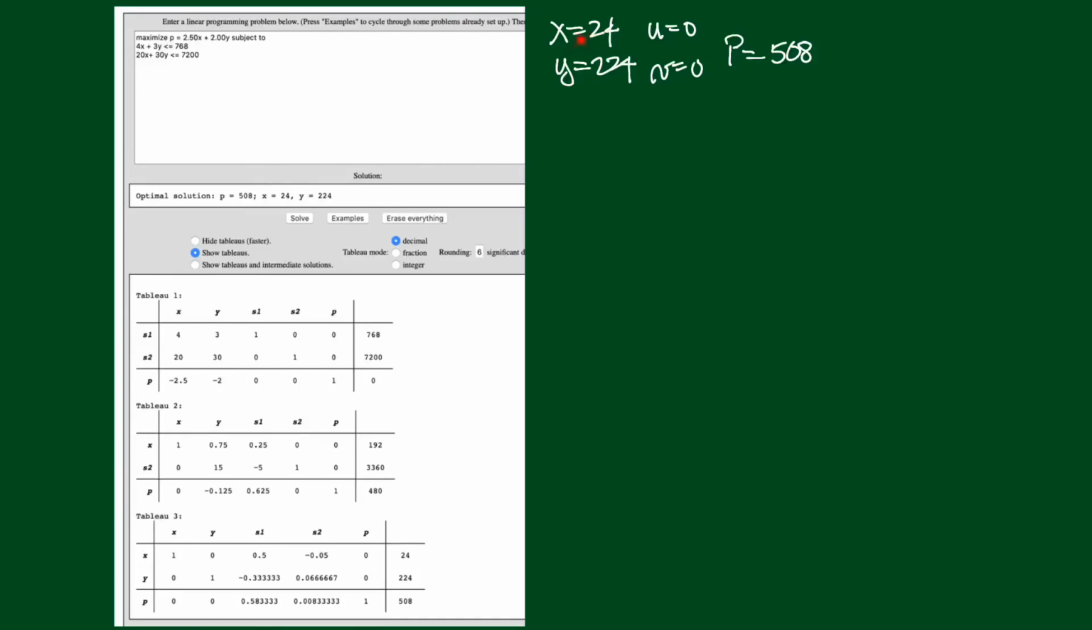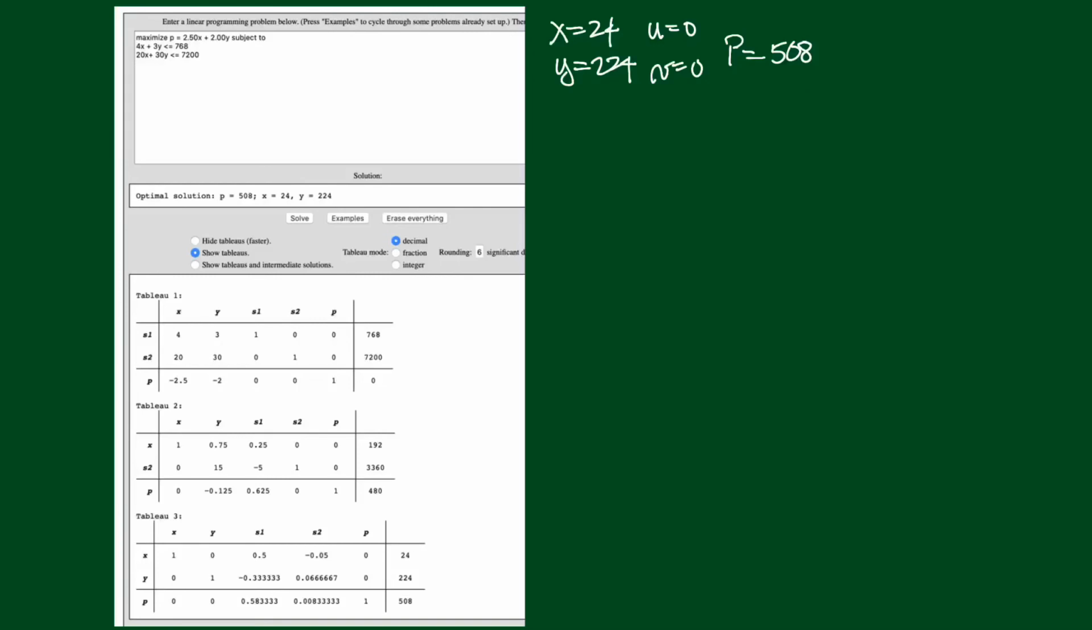What was x? x was the number of basketballs that we were going to manufacture, so we're going to manufacture 24 of those. y was the number of footballs we were going to manufacture. We'll make 224 of those. u was the amount of foam, so that was the number of unused ounces of foam, and there is none. So we've used all of our foam. Likewise, v was the number of hours of labor, and there's none left, right? So we've used all the foam, all the labor, giving us a maximum profit of $508.